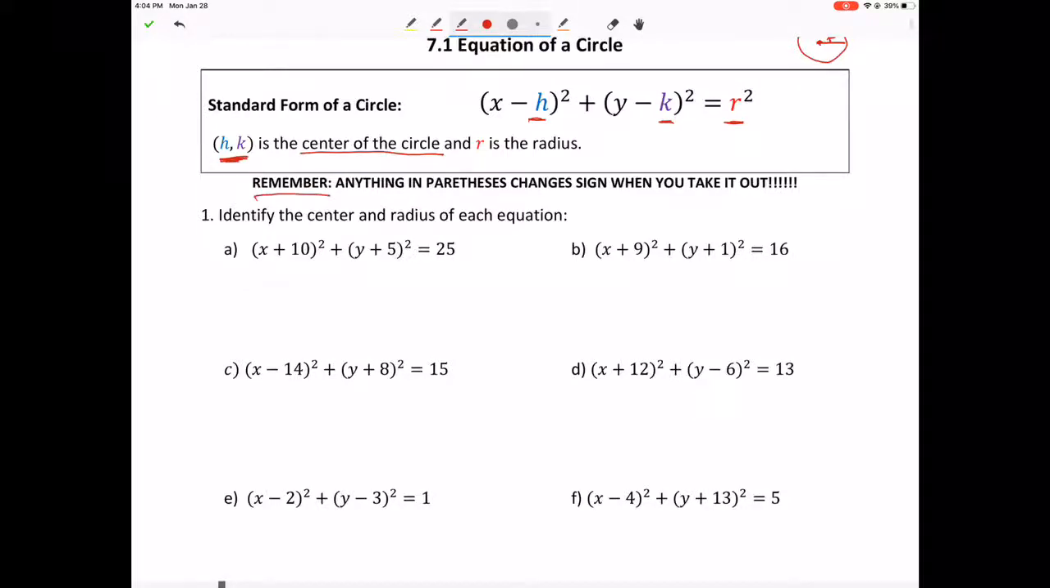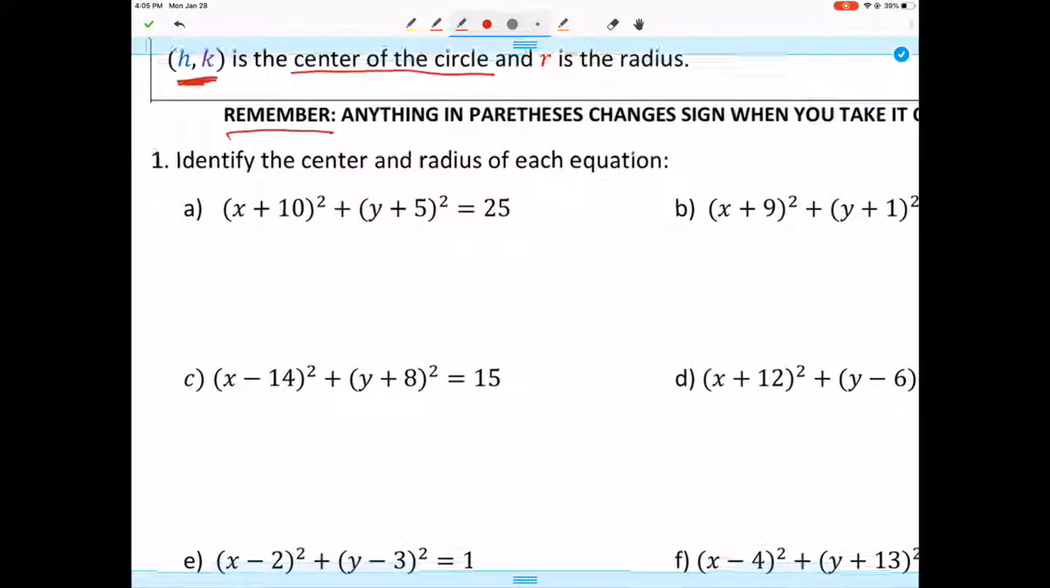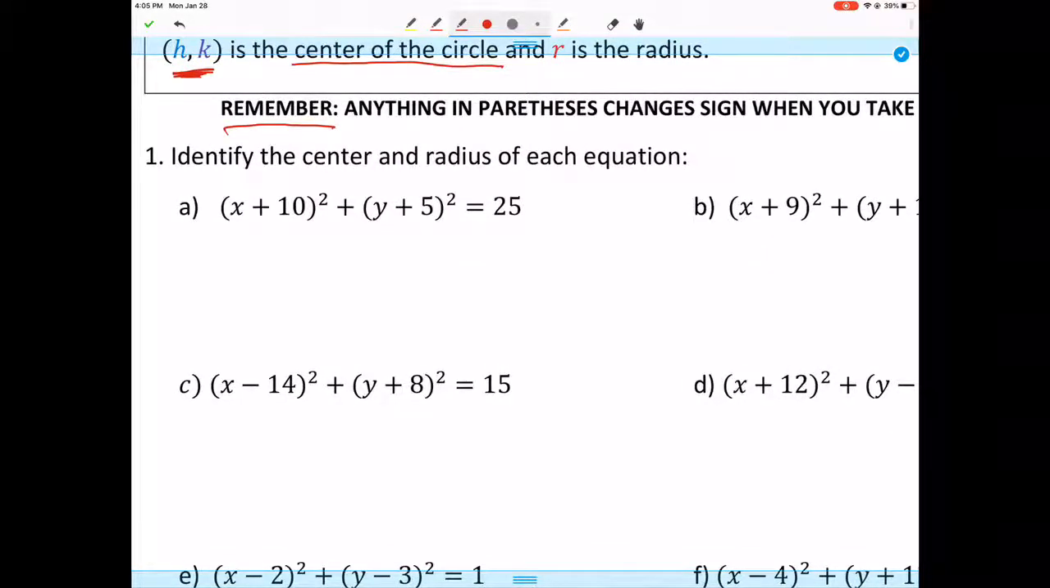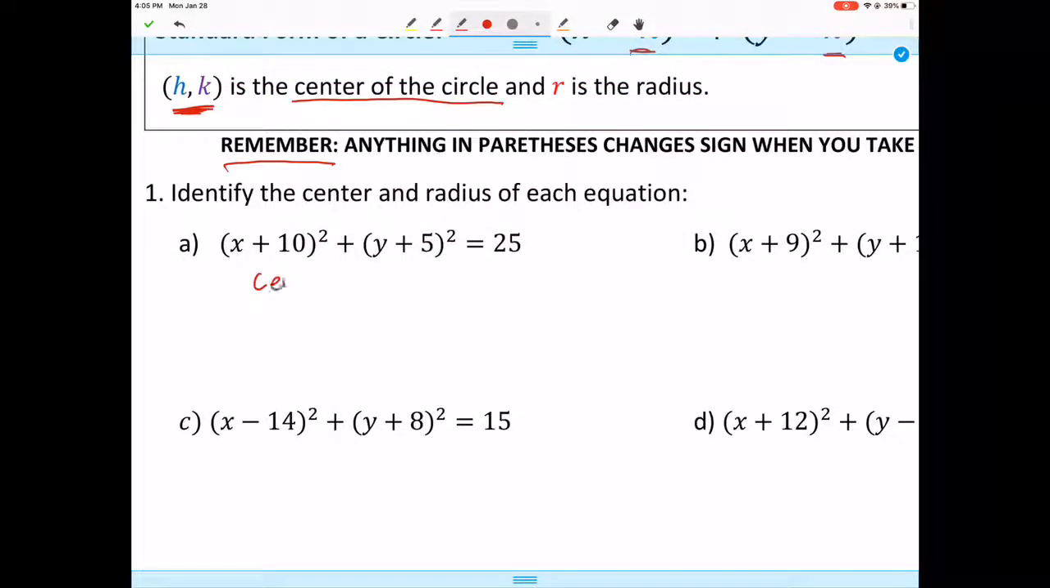Now remember, anytime we take something out of these parentheses, it will switch its sign. When you plug stuff in, you don't have to worry about switching signs because this negative on both of these will automatically switch the sign for you. So let's just look at this problem. First off, we want to find out what the center is, and then we want to find out what the radius is.